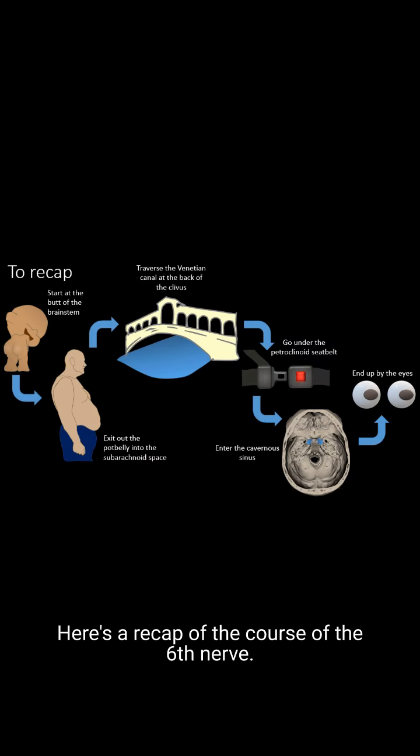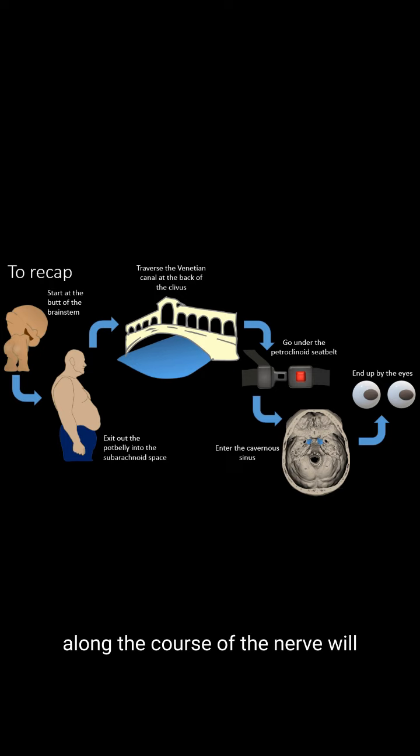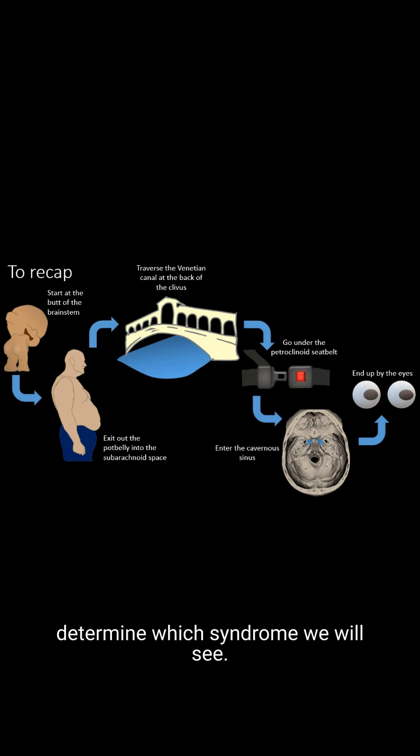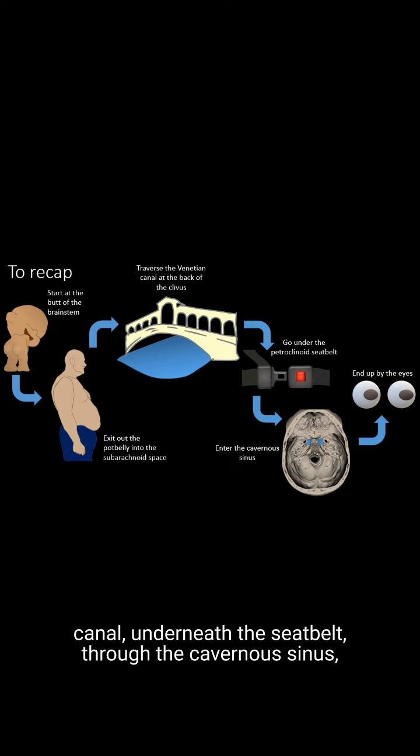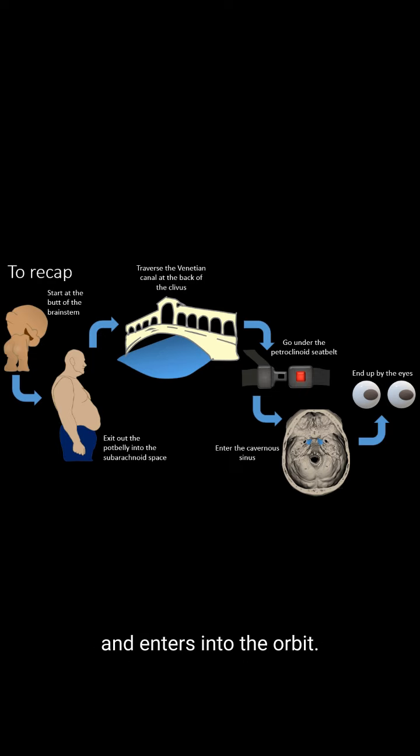Here's a recap of the course of the 6th nerve. Remember it, because where the pathology is along the course of the nerve will determine which syndrome we will see. So remember, it starts at the big butt, exits out the potbelly, goes along the Venetian canal, underneath the seatbelt, through the cavernous sinus, and enters into the orbit.